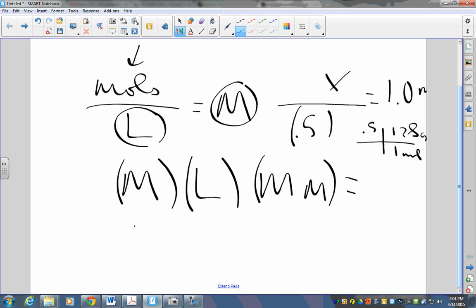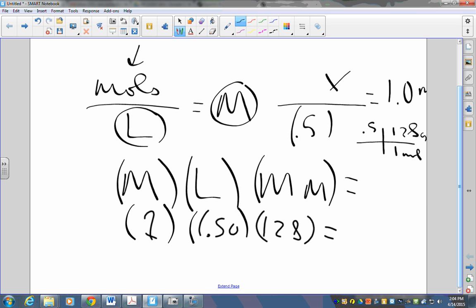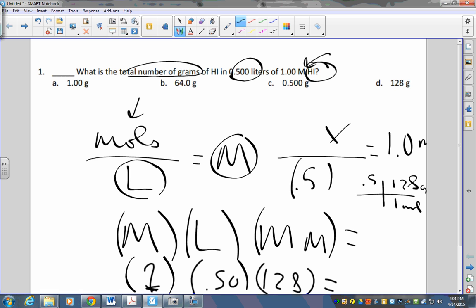Realistically, all I'm doing is taking the molarity, which is 1, the liters, which is 0.5 liters, and the molar mass, which is 128. You always get grams of anything in a solution that way, as far as molarity anyway. So 1 times 0.5 is 0.5, times 128 will give you your answer. The correct answer they have on here is B. It's basically half, so half of 128 is 64. That makes sense.